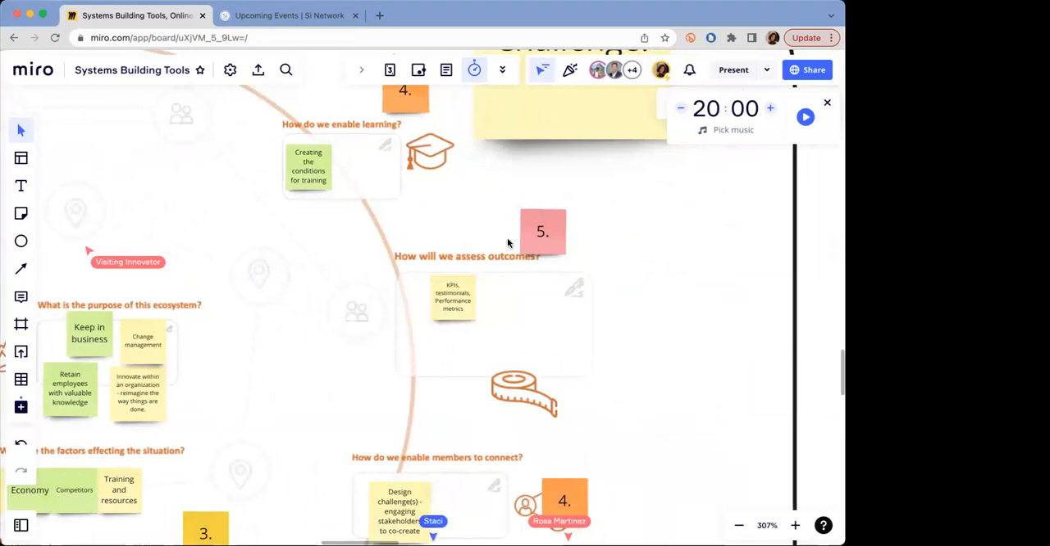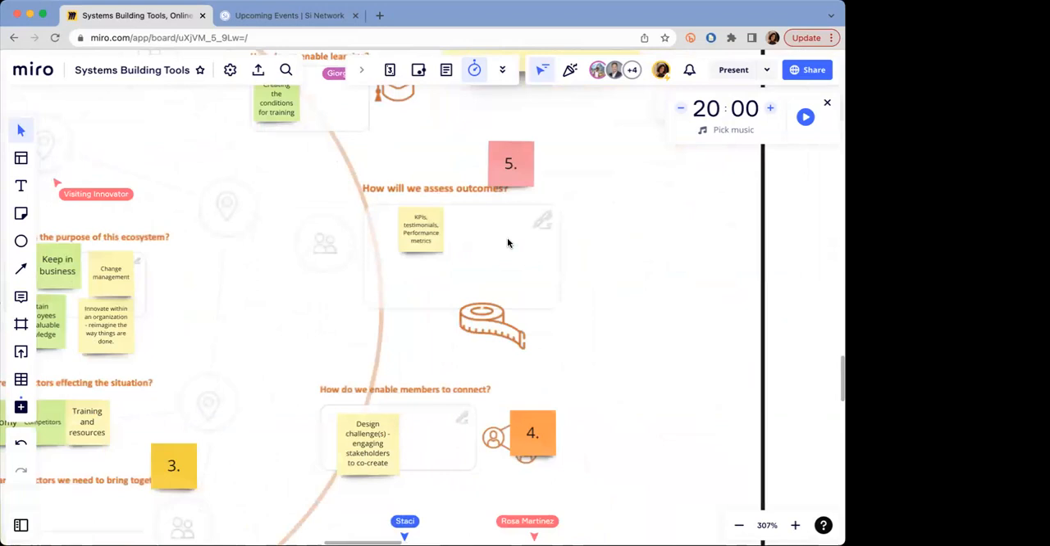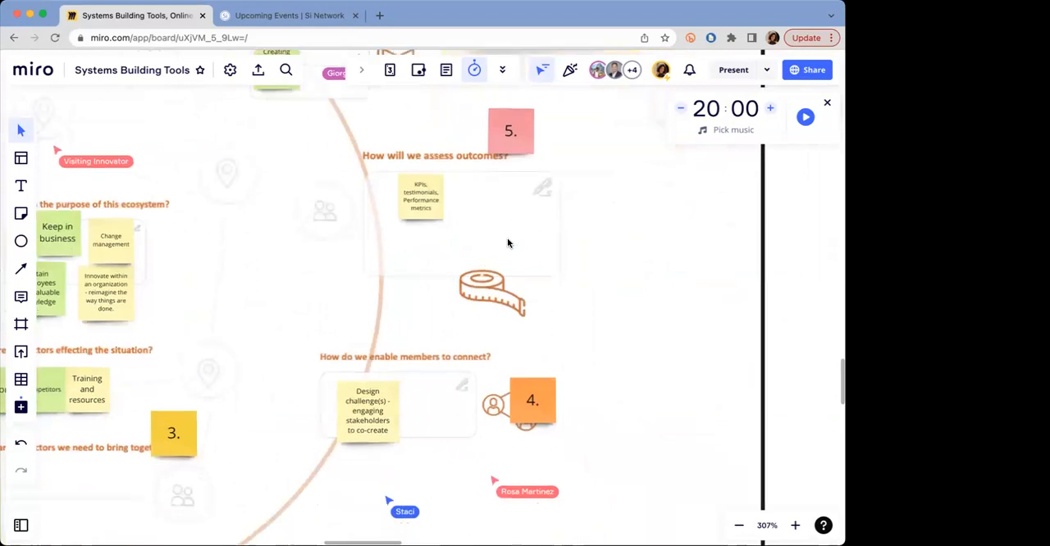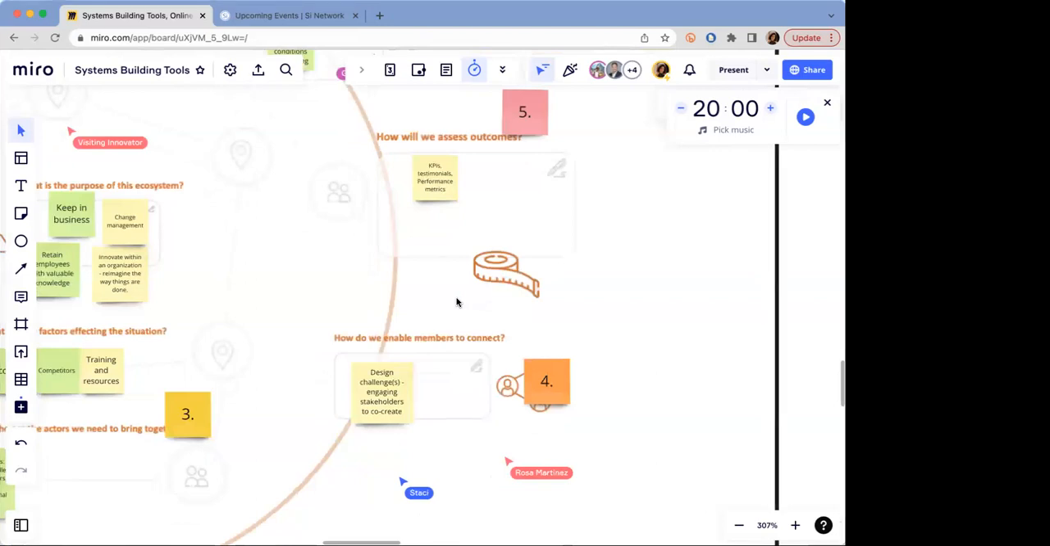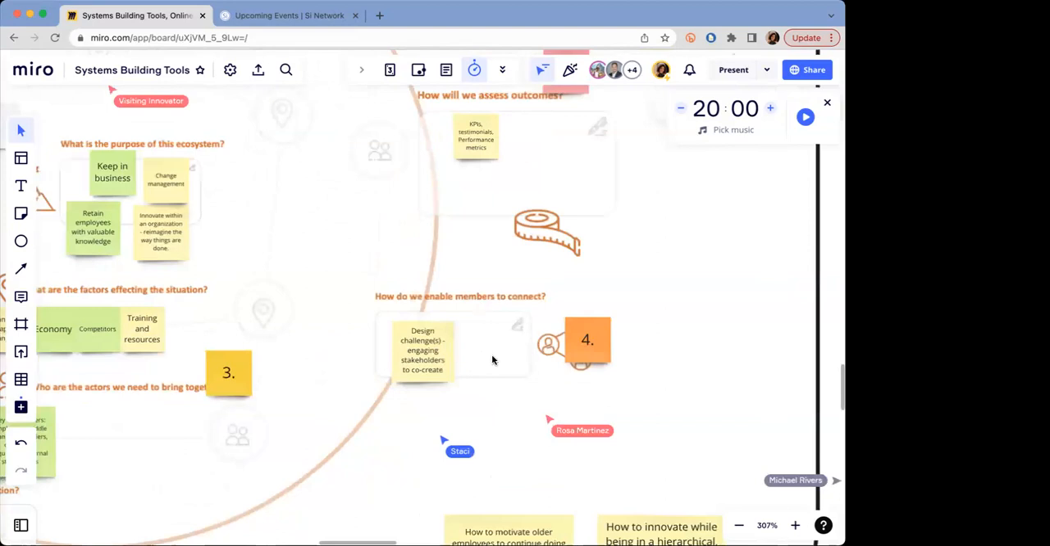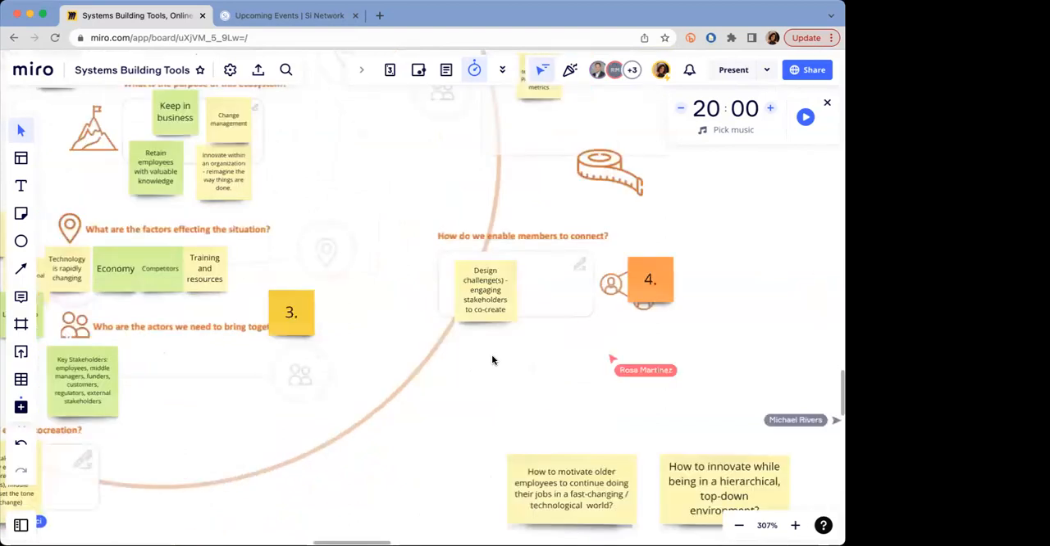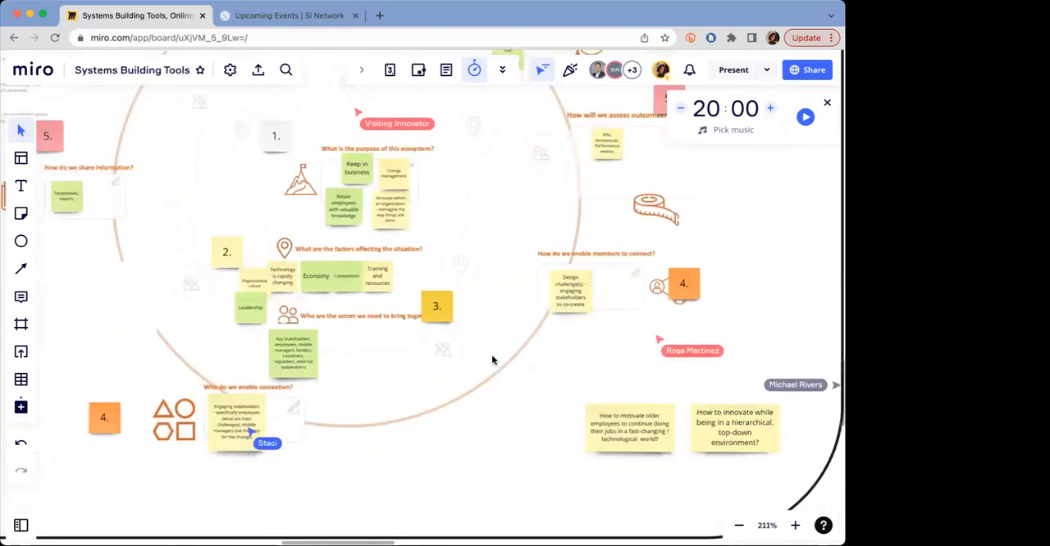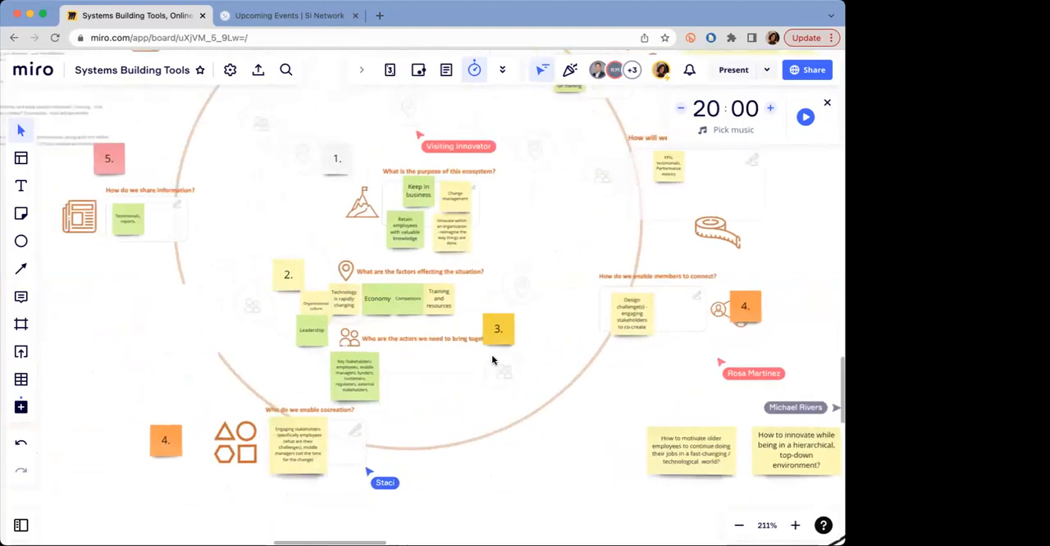And then enabling members to connect. We discussed adding those design challenges where you're going to engage not only stakeholders, but employees, staff, middle management, everyone, to be in a space where they can co-create. And that's the same way that we listed that as well for the co-creation.